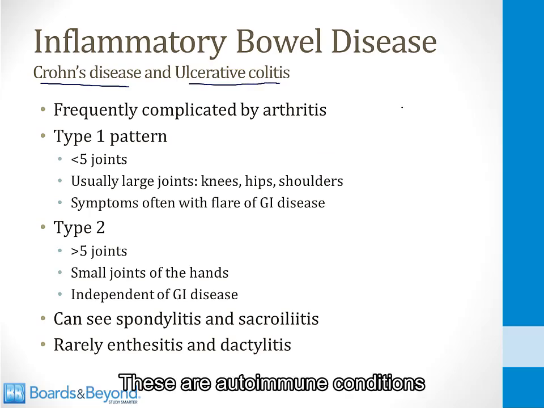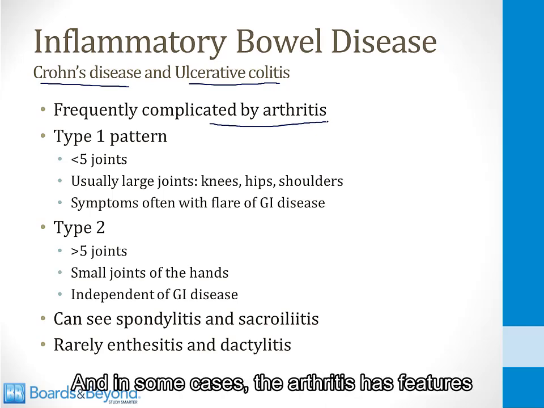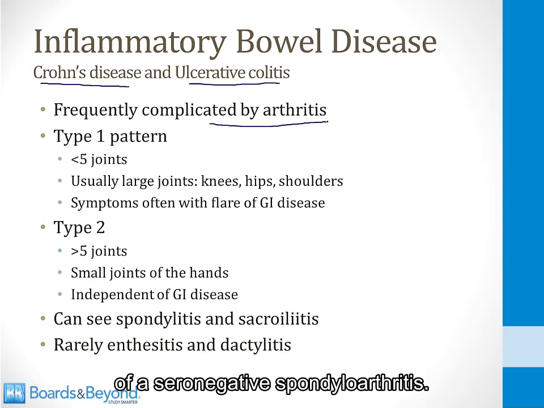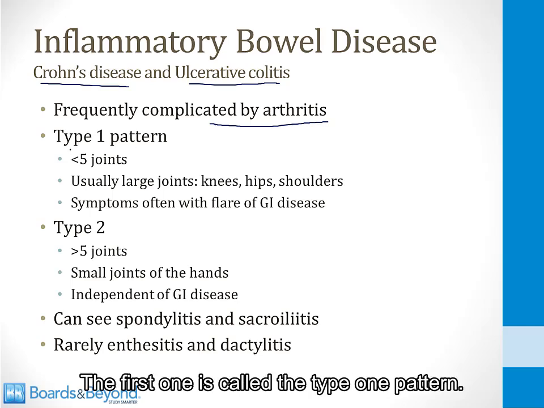These are autoimmune conditions that involve the gastrointestinal tract, but you should be aware that both conditions are frequently complicated by arthritis, and in some cases the arthritis has features of a seronegative spondyloarthritis. There are generally 2 patterns of arthritis that are seen in IBD. The first one is called the type 1 pattern.